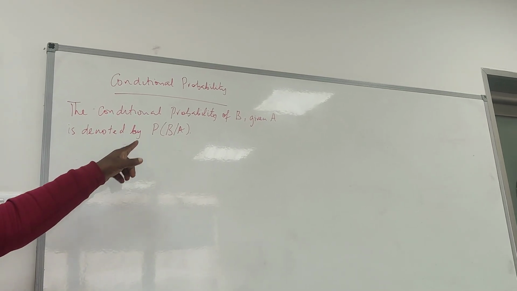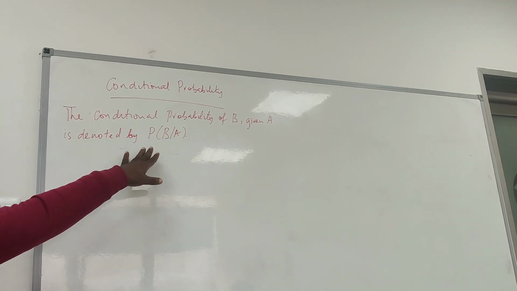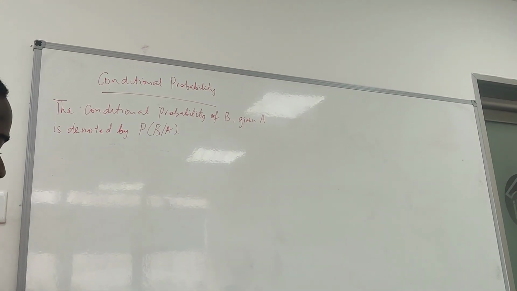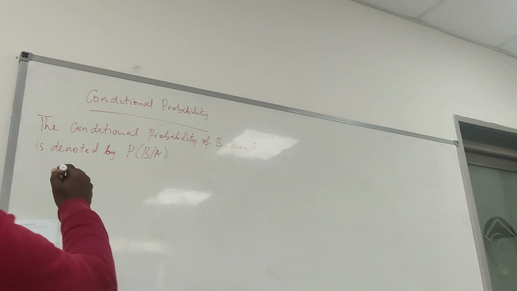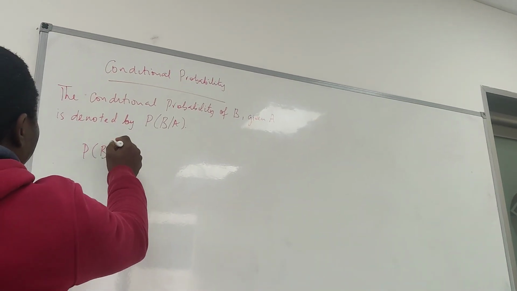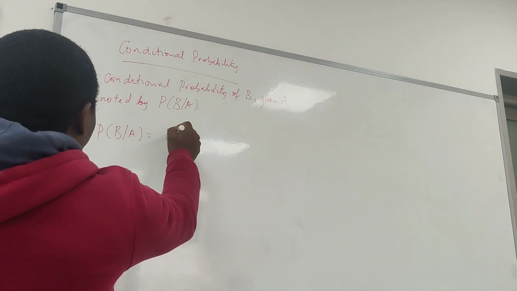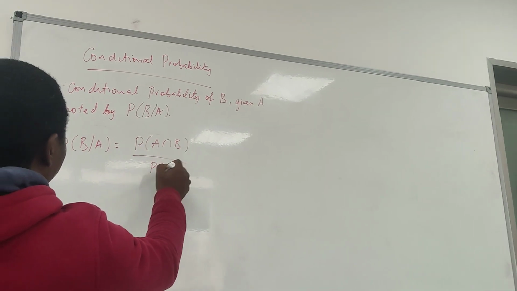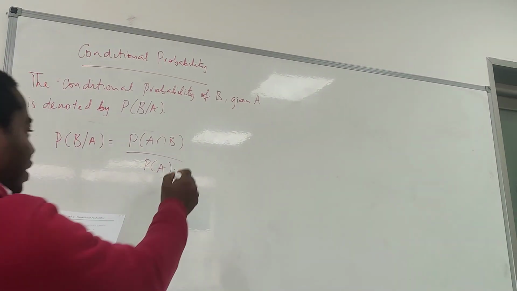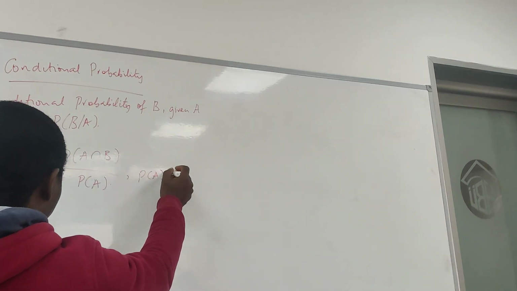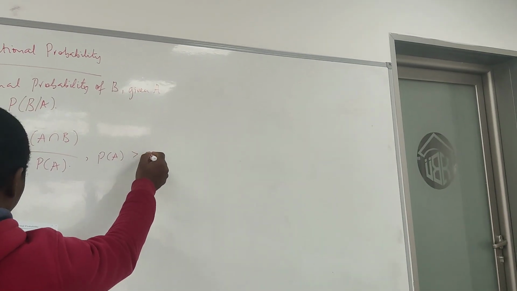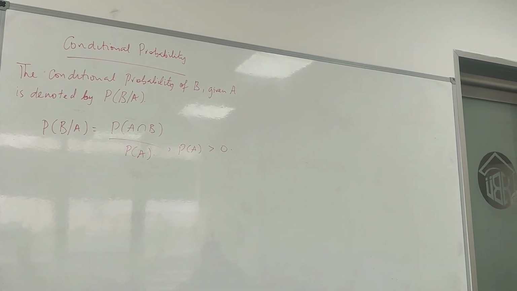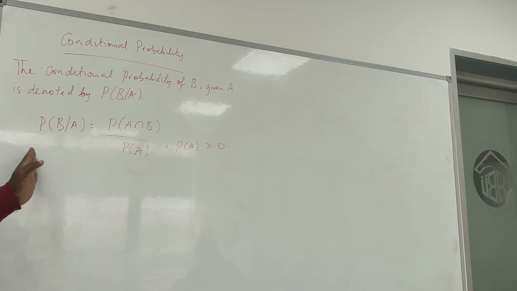denoted by probability of B given A. That is the meaning of this. This means probability of B given A. Okay? Now, it is defined as the probability of B given A equals the probability of A intersection B over the probability of A, provided that the probability of A is greater than 0. So, this is the formula for conditional probability.